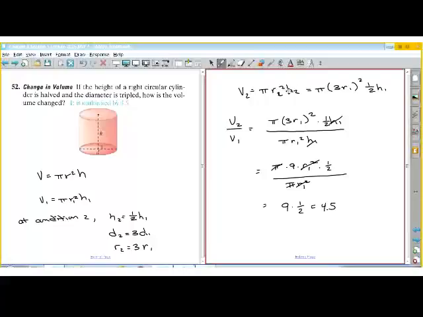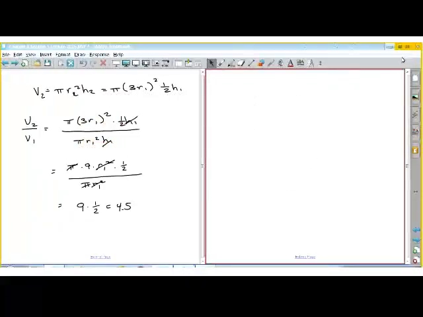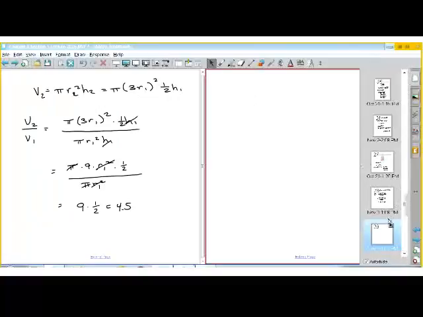So even though they haven't given us numbers, by rewriting the dimensions after the change in terms of the original dimensions and then taking the ratio of the two volumes, everything cancels out except the scaling factors, where we tripled the radius and halved the height. Okay, so that's kind of how that one works.